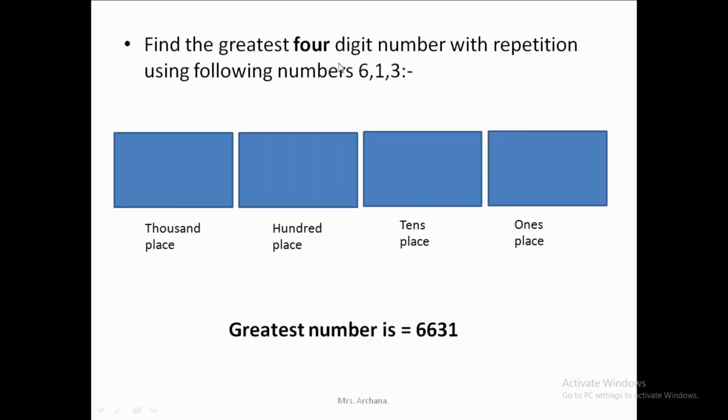See here we have 3 numbers, but we are going to form a greatest 4-digit number. So what we will do, the largest number only we will repeat in thousands place and 100 place. Then the next largest is 3, that we will place in tens place, and 1 we will place here. See, 6 and 6 we are going to repeat 2 times. Then we will place 3 in tens place, then 1 in ones place.